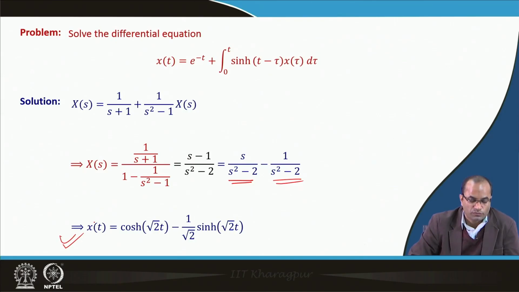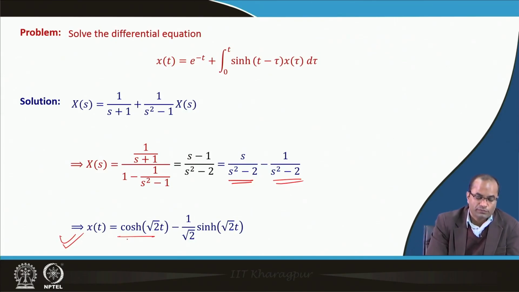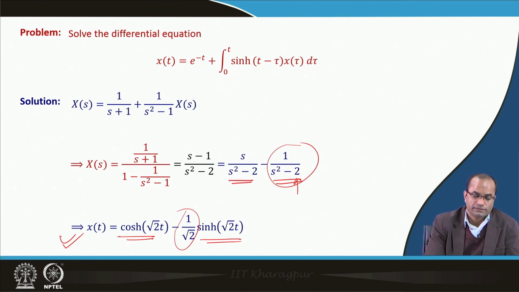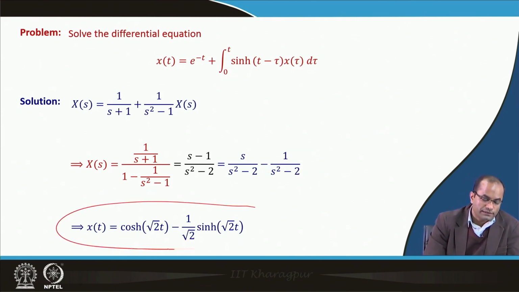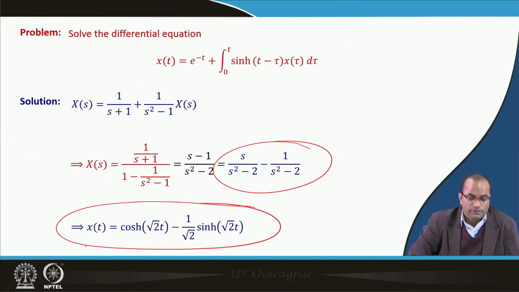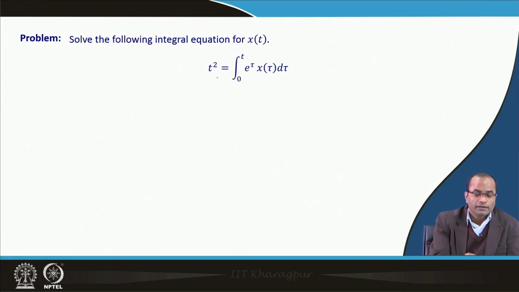this Laplace inverse we will get cosh(root 2 t), sinh(root 2 t) with this minus 1 over root 2, that will be just adjusted because s square minus a square will be coming there. So, after getting this inverse we get the solution of the given differential equation. Here we have t square is equal to the integral of e^tau x(tau) d tau.